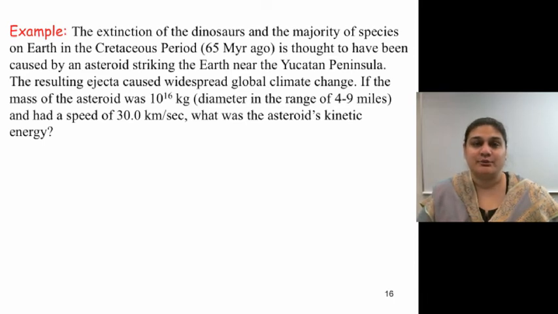Now let's look at an example. The extinction of dinosaurs and the majority of species on Earth in the Cretaceous period, 65 million years ago, is thought to have been caused by an asteroid hitting the Earth near the Yucatan Peninsula. The resulting ejecta caused widespread global climate change. If the mass of the asteroid was 10 to the power 16 kilograms, diameter in the range of about 4 to 7 miles, and had a speed of 30 kilometers per second, what was the asteroid's kinetic energy?